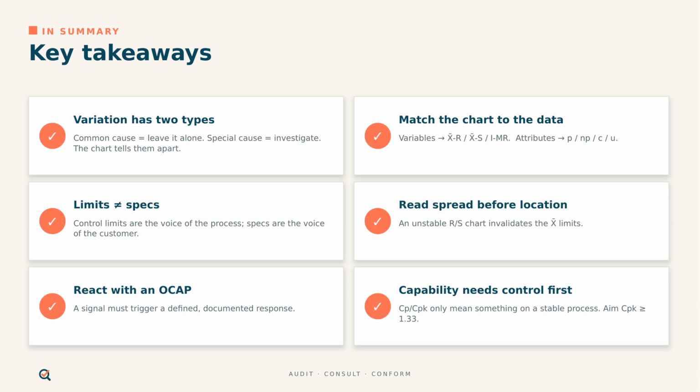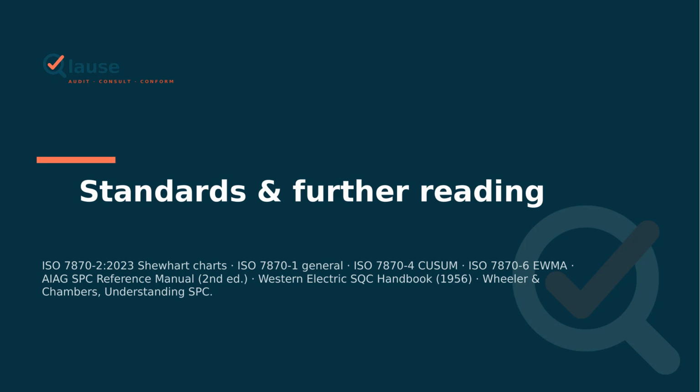Remember the 6 takeaways. Variation has 2 types. Leave common cause alone. Investigate special cause. Match the chart to the data. Control limits are not specs. Read spread before location. React with an action plan. And capability needs control first. Aim for a Cpk of 1.33 or better.